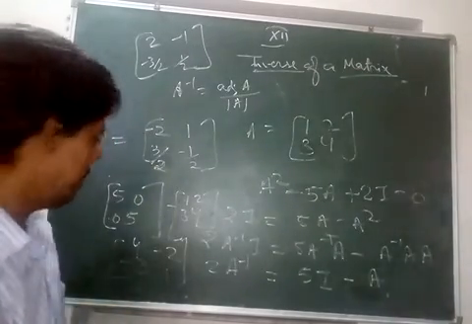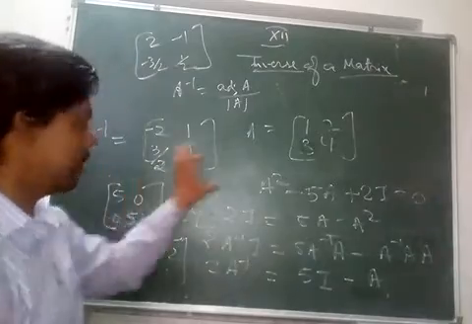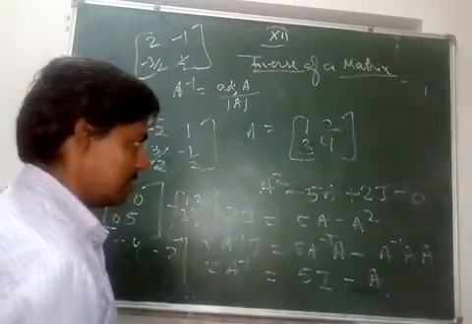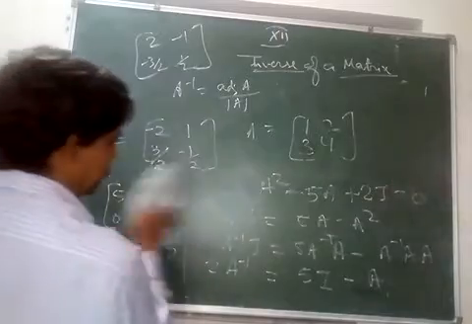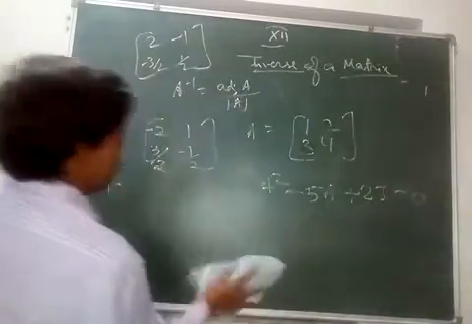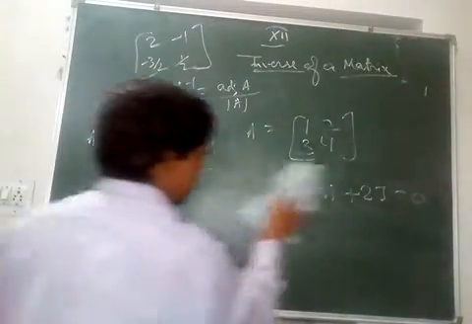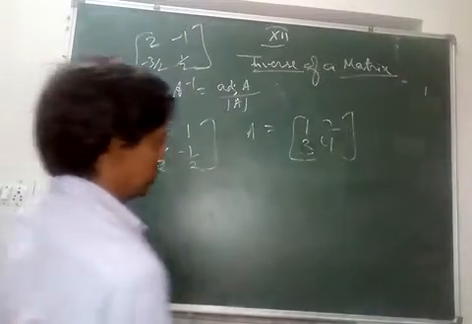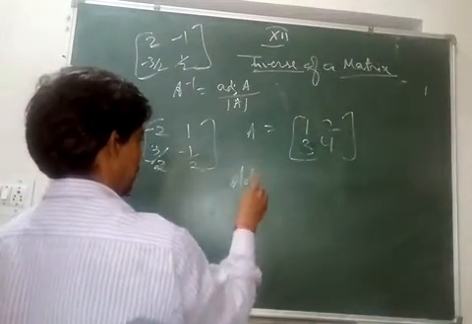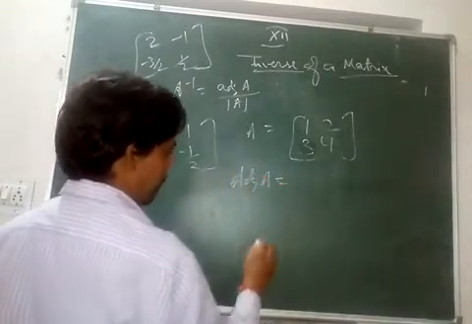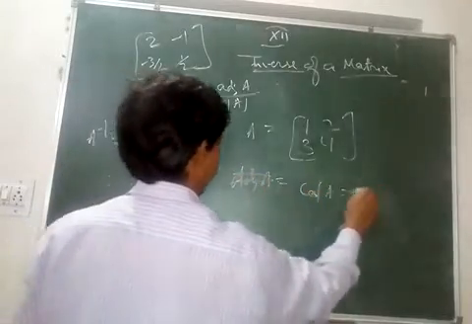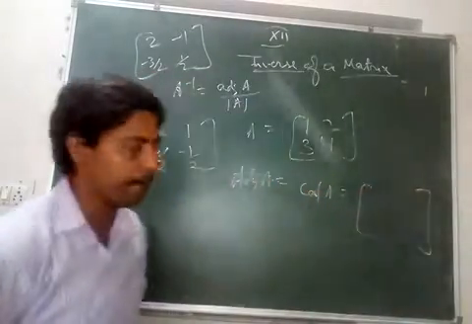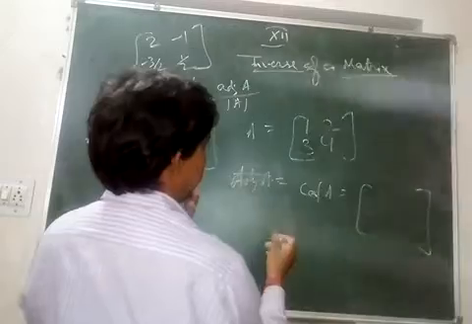I'll leave it here, and we will find A inverse by the previous method, that is adjoint A upon determinant A. Let's check it again, because this is going to help us in every question that you are doing. So what is adjoint A? To find adjoint A, we need cofactor A. So let's find cofactor A. Do it one more time. Let's see what is happening. Here we are doing this.